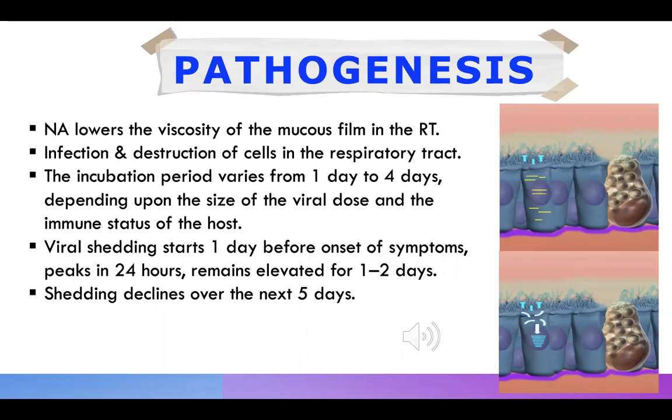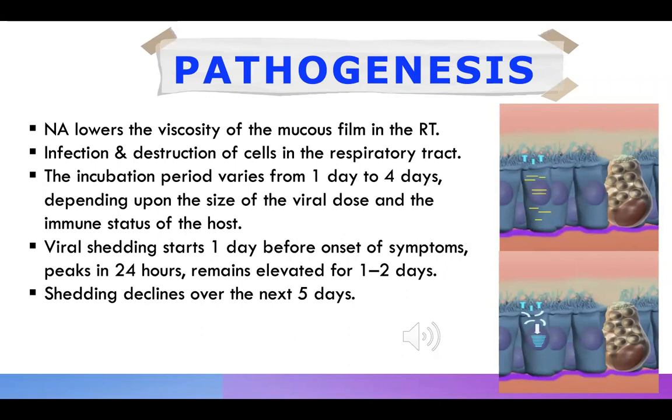Okay. Now, within a short time, many cells in the respiratory tract become infected and they will eventually be destroyed or killed. Okay. Now, the incubation period from exposure to the virus and the onset of the illness varies from about 1 day to 4 days, depending upon the size of the viral dose as well as the immune status of the host. Okay, so if a large dose of virus enters your system, the incubation period will be shorter. Now, in the same manner, if the patient is immune compromised, the incubation period will also be shorter.